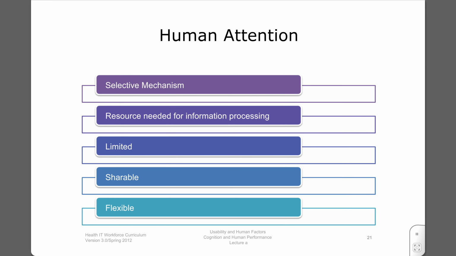Attention mechanisms are used to allocate resources to the kind of work the cognitive system has to do. Attention resources are limited. You can share them across tasks if necessary. They are flexible. For example, multitasking requires divided attention.